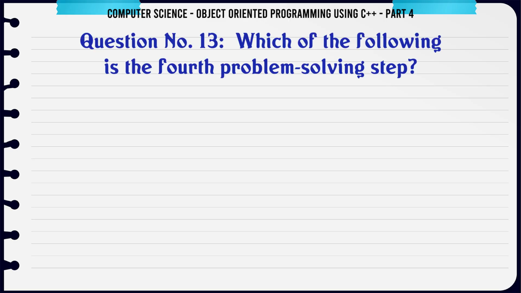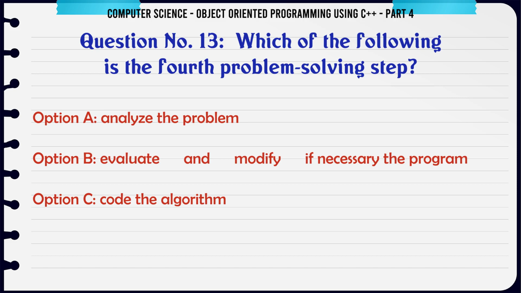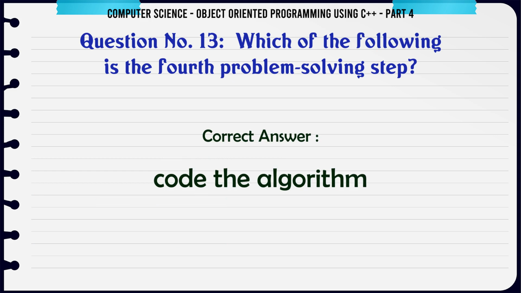Which of the following is the fourth problem-solving step? A. Analyze the problem, B. Evaluate and modify if necessary the program, C. Code the algorithm, D. Plan the algorithm. The correct answer is code the algorithm.